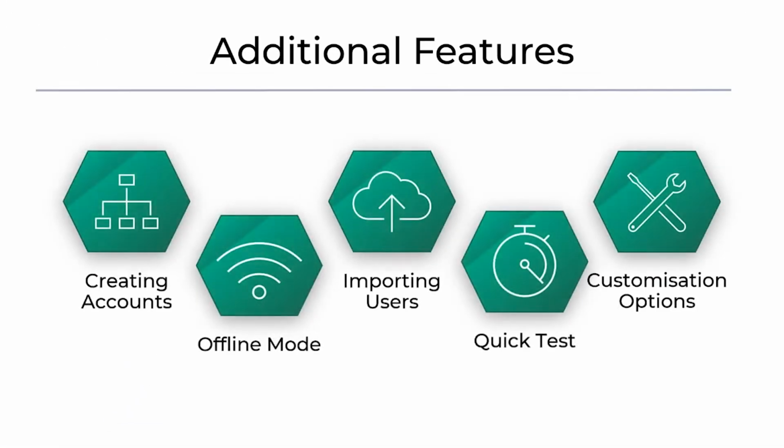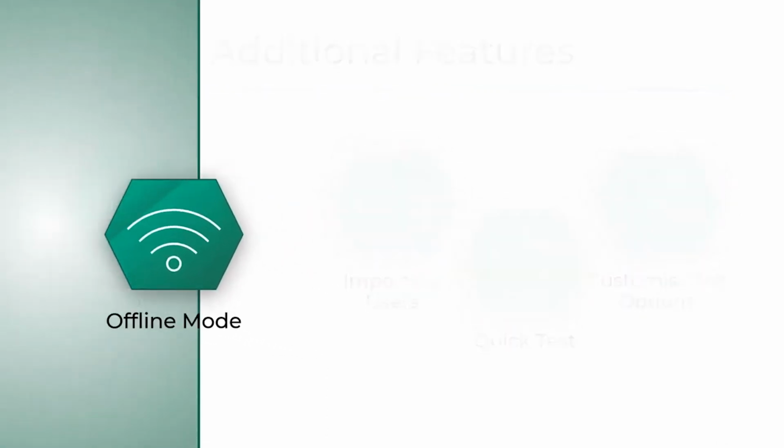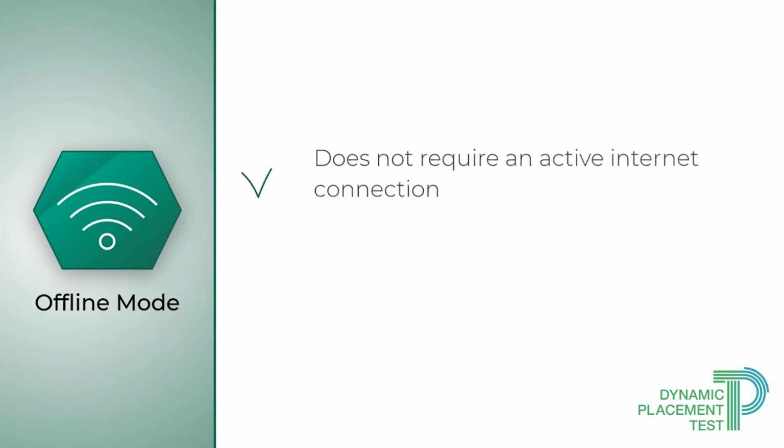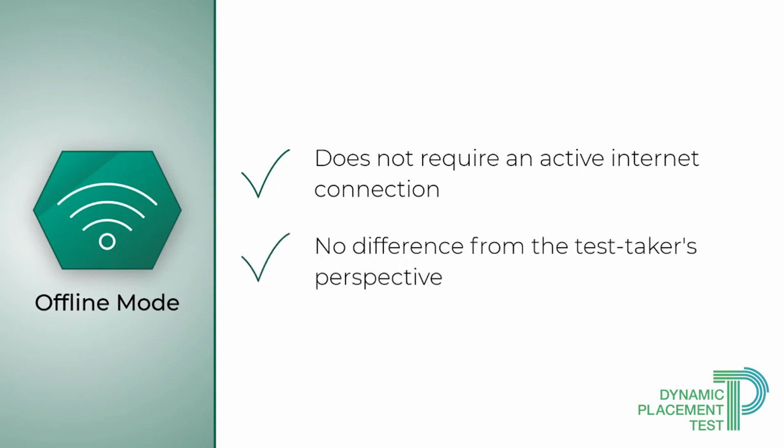Now, let's go through the offline mode of the dynamic placement test. As the name suggests, the offline version of the test can be taken without an active internet connection. So, it is a useful feature when your test takers are based in areas with unstable internet connections. From a test taker's perspective, there's no noticeable difference when taking the offline version.